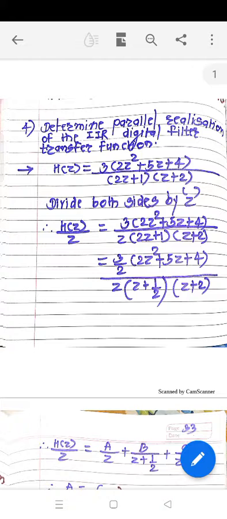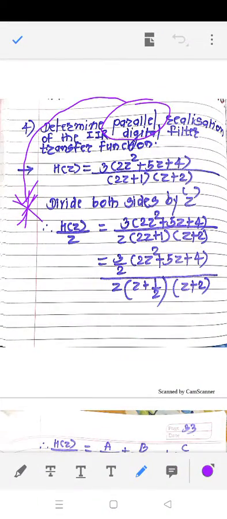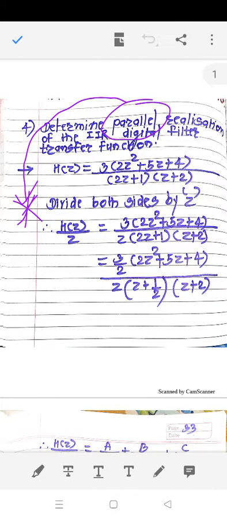Now this is a very important step. Please pay attention. This is a very important step. So when we are doing parallel realization, always remember this step. We have not followed it in the previous numerical, but in this numerical we will use this. Okay, so we will move further.